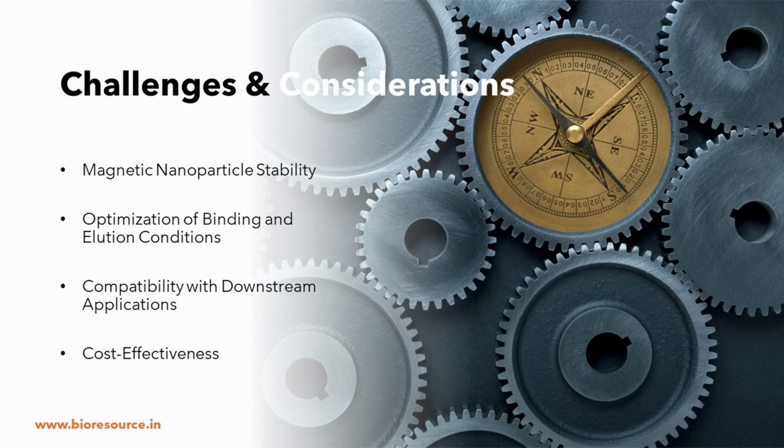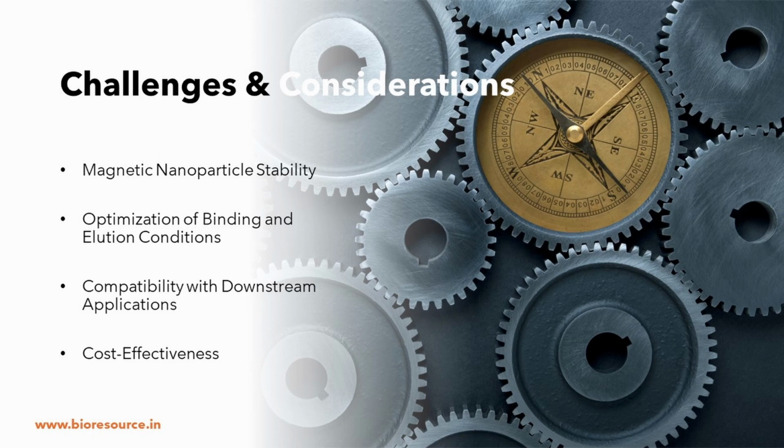Elution efficiency, releasing the purified nucleic acid from the MNP without compromising its integrity, can be a little challenging. Different elution methods like changing the pH, specific buffers, or enzymatic cleavage might be required depending on the type of MNP and the downstream application used. So these are some of the challenges. In certain cases, an additional purification step may be required, like for sequencing and other downstream processing, even from the MNP based purification system.